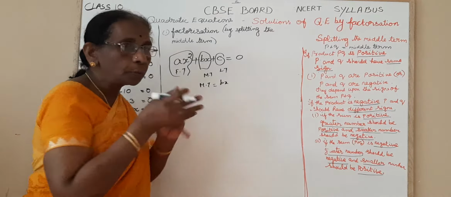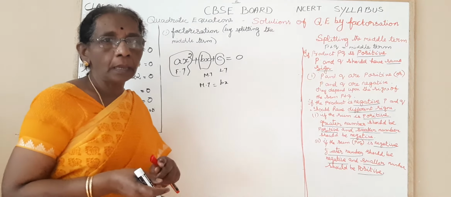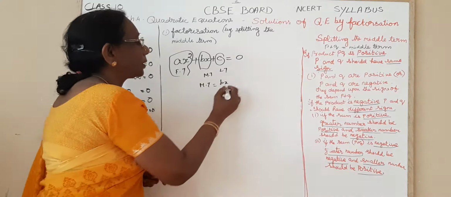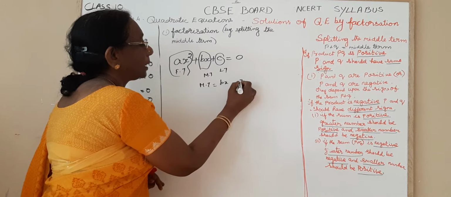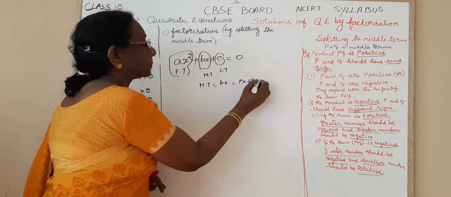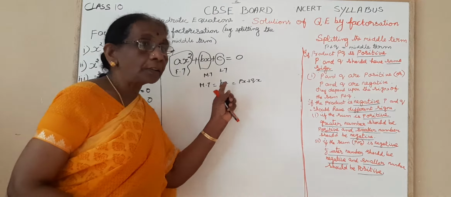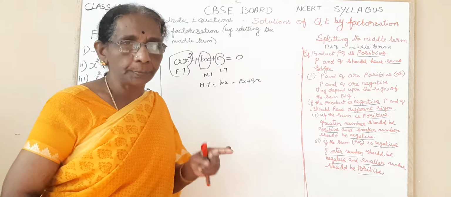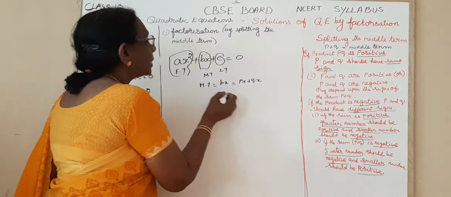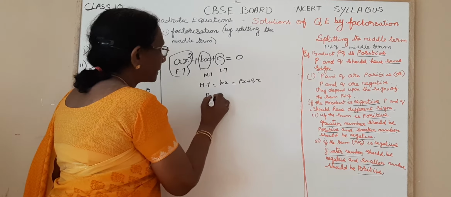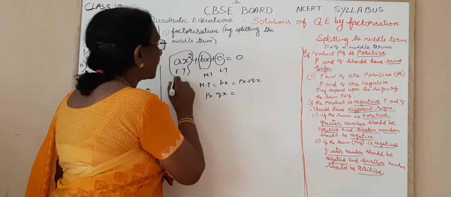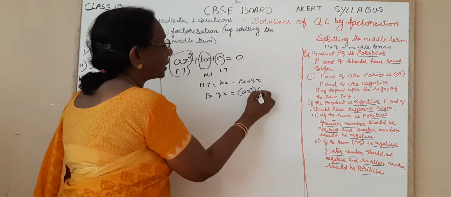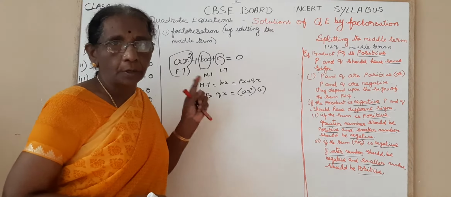Now we are going to split the middle term bx into 2 parts. Okay? Let us name the 2 parts as p and q. So px plus qx. This is the meaning of splitting the middle term. And with what condition do you have to split? In such a way that when you multiply px and qx, you should get ax squared times c, the product of the first term and the last term.